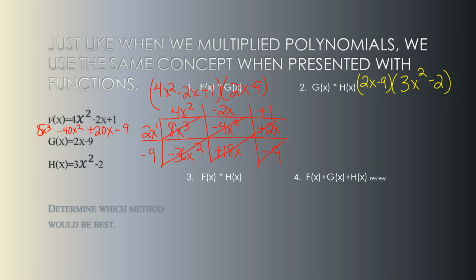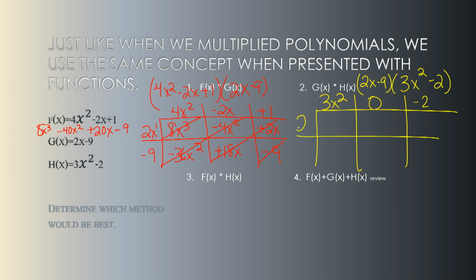Let's try it. 3x squared, 0, minus 2. Then I have 2x minus 9. Now I am going to multiply top to side. So I get 6x to the third. Anything times 0 is 0. Negative 4x. Negative 9 times 3 is negative 27x squared.